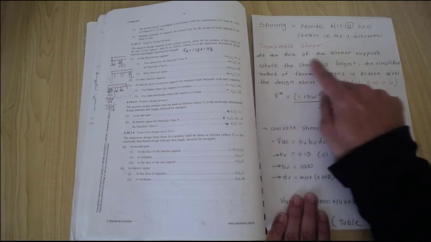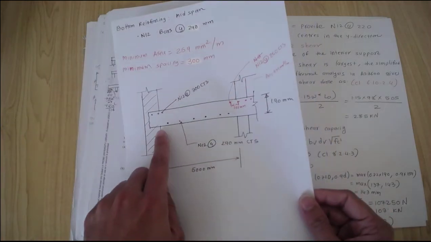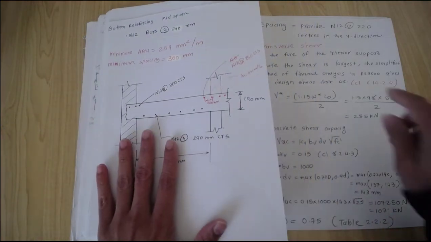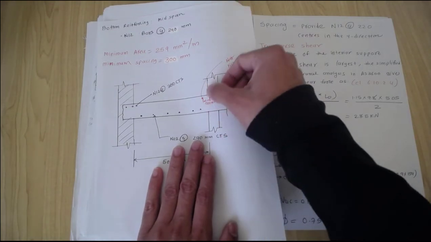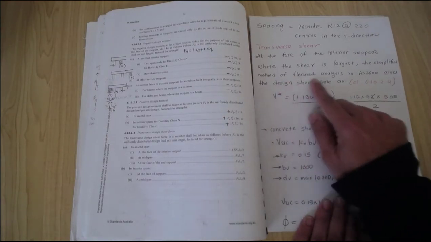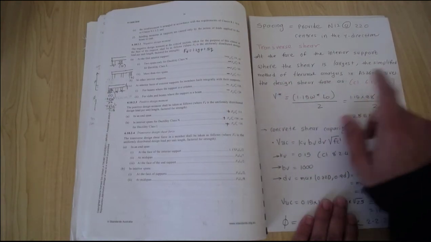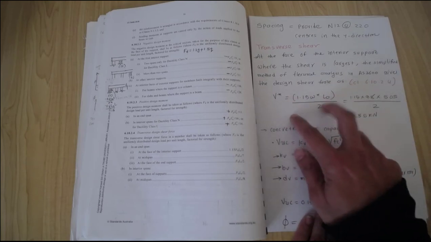Now at the face of the interior supports, as I can show you here in our examples, we have drawn these kinds of figures, where at the face of interior supports, along this one, we have a very high design shear. So the simplified method of flexure analysis given in AS3600 will be used to calculate the design shear force. So it's basically the shear force diagram.